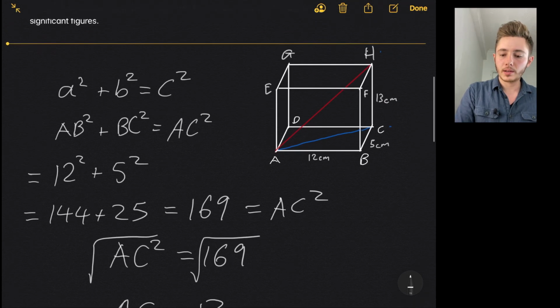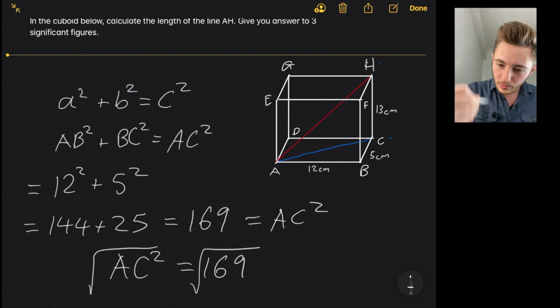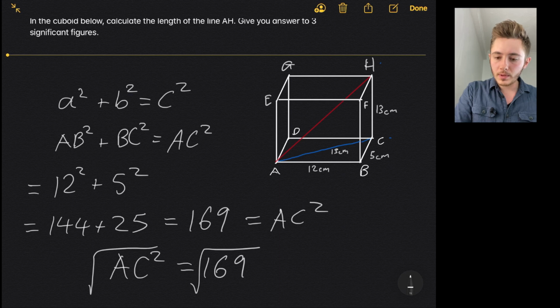Let's put that on our diagram. Always do this: once you find out something new, just put it on the diagram. It makes it a lot easier for you. 13. You can see that works out quite nicely because AC and HC are both 13. So that makes it quite easy for us.